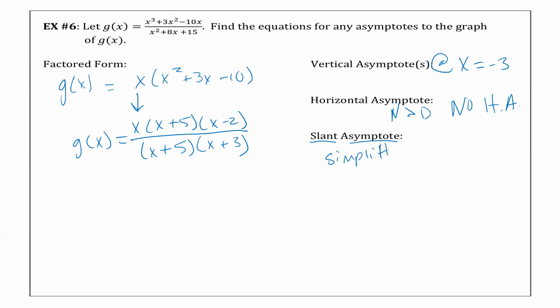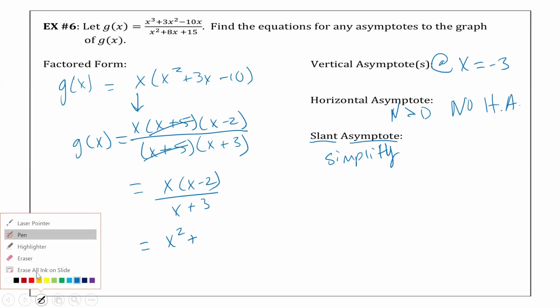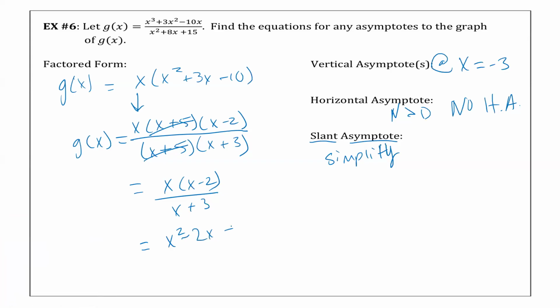How do you spell simplify? Just going to put a Y. Simplify. All right. So I'm going to simplify this. Is that cool? I'm going to take out the GCF, and I'm going to be left with x times x minus 2 over x plus 3. Which means that for the division problem, we have x squared minus 2x plus 0 over x plus 3.